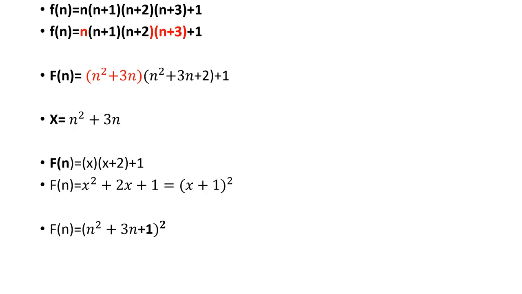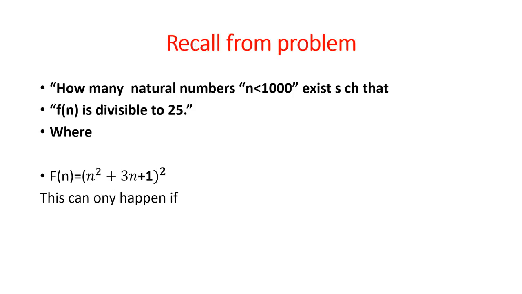After that the problem would be very easy, because the problem says how many natural numbers less than 1000 exist such that f(n) is divisible by 25. So in here my f(n) changed to this, and this term has to be divisible by 25. If this term wants to be divisible by 25, that means what is inside the parentheses must be divisible by 5. So n squared plus 3n plus 1 must be divisible by 5.